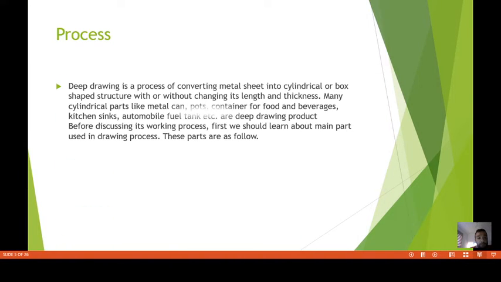Process. Deep drawing is a process converting metal sheeting into a cylinder or a box-shaped structure with or without changes in length and thickness. Many cylindrical parts such as metal cans and box containers for food and beverages, kitchens, snacks, and automobile fuel tanks are deep drawing products. Before discussing its working process, we should first learn about the parts used in the drawing process. These parts are as follows.